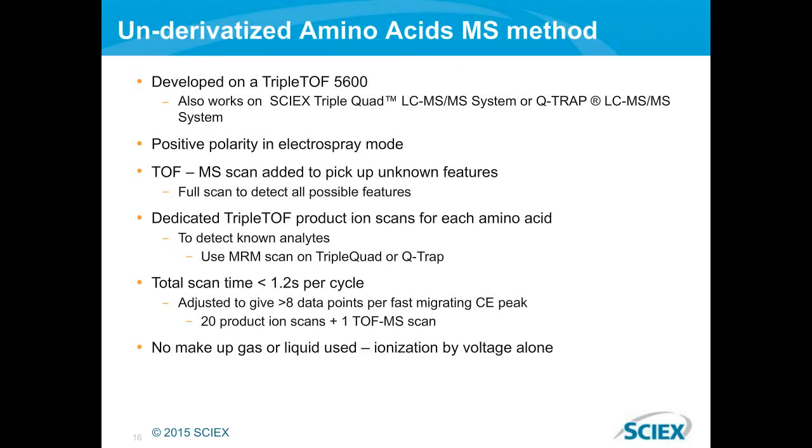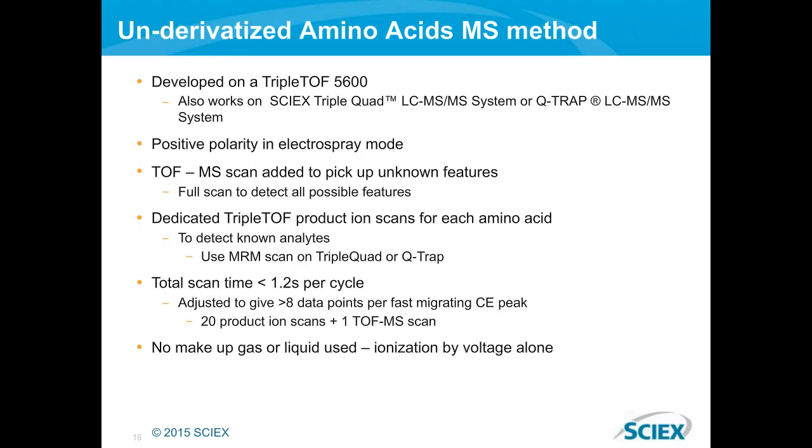For the MS method, I used the QTOF instrument effectively like a triple quadrupole system. What I actually did was set up dedicated product ion scans, accurate mass product ion scans, for the amino acids I wanted to detect. And I also added, of course, a screening time-of-flight single-stage mass spec scan to pick up other metabolites in samples. In this case, the total scan time was of the order of 1.2 seconds, and this is due to the fast scanning speed of the 5600 TripleTOF instrument, which is capable of doing 50 plus, I think it's 50, product ion scans per second. So it can operate at speeds similar to a triple quadrupole or Q-Trap system.